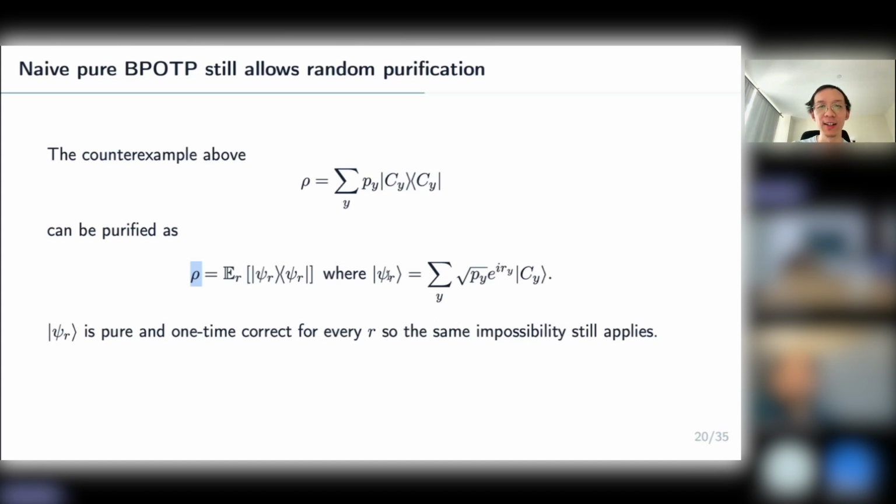However, notice that here, if you consider psi_r to be the program that just measures the c_y in the computational basis and then runs it, then on the one hand, it's a pure state, but on the other hand, it is still a valid one-time pure implementation for the original constant distribution functionality. So if you just define pure one-time program to be one-time correct for every pure state in the support, this doesn't really get around the impossibility. So you have to define this in a more careful way.